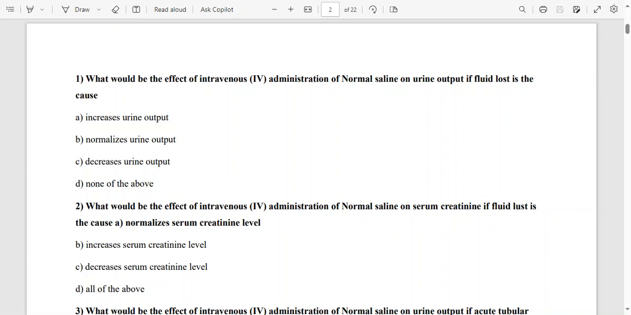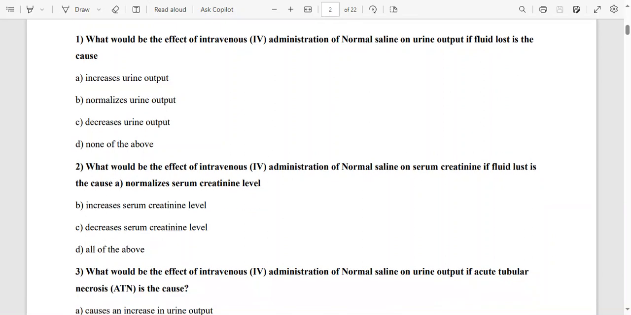Starting question 1, 2023 test 3. What would be the effect of intravenous administration of normal saline on urine output if fluid loss is the cause?